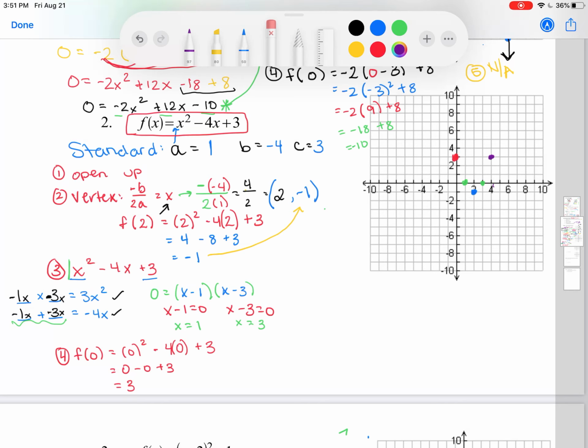I'll erase this. So your reflected point should be here at 4, comma 3. And with all 5 points there, we can connect the dots. We have a nice looking graph. It's opening up just like we identified in step 1, so we are good there. And ask yourself, do we need more points? No, we do not need more points.